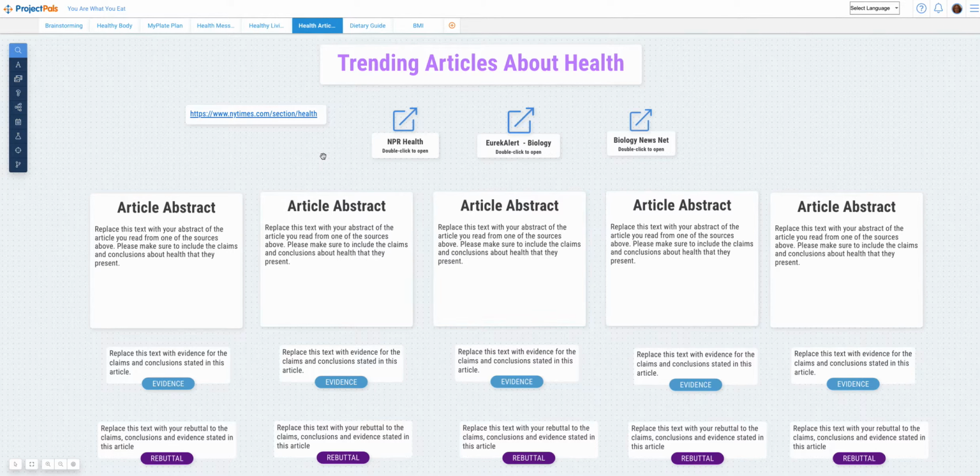Then make a claim about healthy living from the most trustworthy articles and defend this claim with evidence and reasoning. Other team members should make a rebuttal to the argument if they find that their own trustworthy articles run counter to the claims being defended.